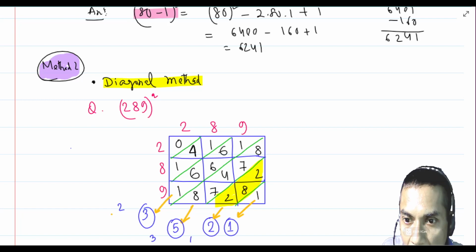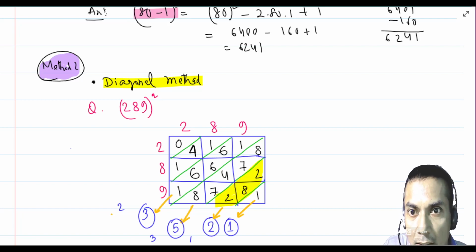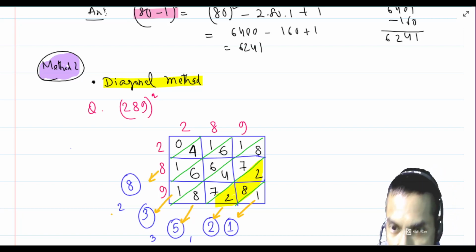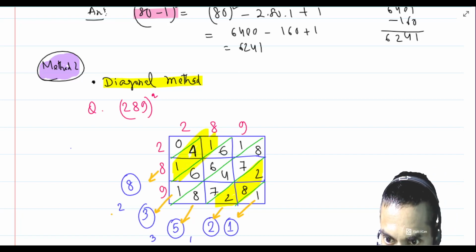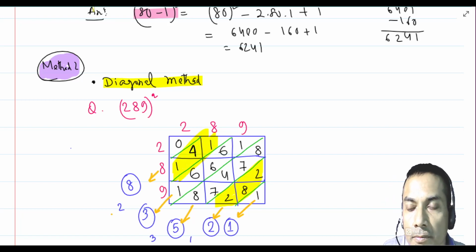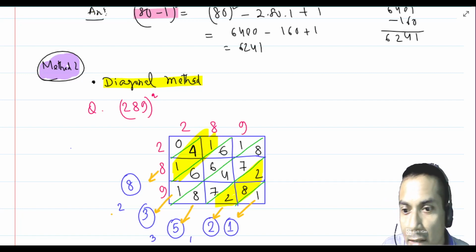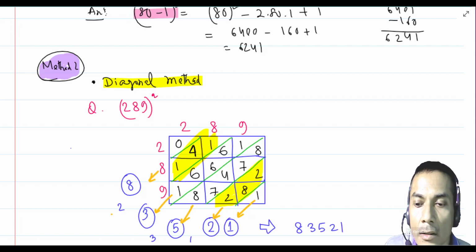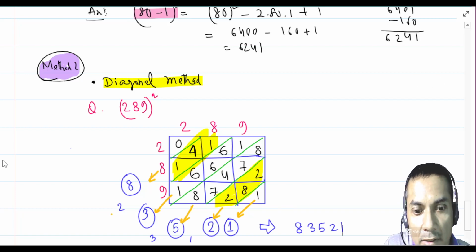Then you add 4 plus 1, 6, 7, 8. Write down 8 for this. Again I just highlight it so it will be very easy to understand. This way you have to add the numbers. Clear? So now you have to write the entire number serially, that is 8, 3, 5, 2, 1. Let's check whether it is correct or not.